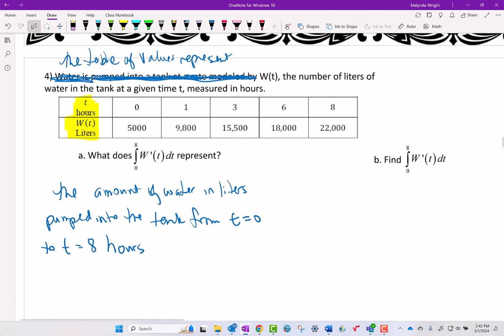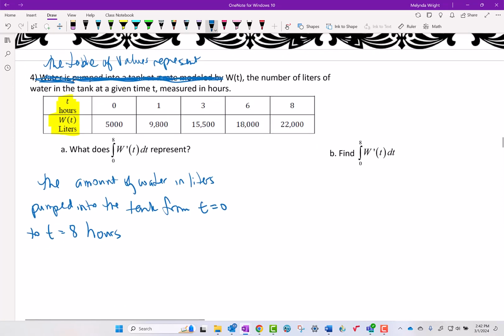Okay, so do we have our noun? Yeah, we've got water being pumped, noun, units. We've got liters and hours and time. We've got T equals 0 to T equals 8. So we have all of our requirements. Okay? Now they want us to find the integral of W prime of T dt. Well, we don't have the equation. If we had the equation, we would do the antiderivative, right? We would do the antiderivative if we had the equation. Well, we don't.